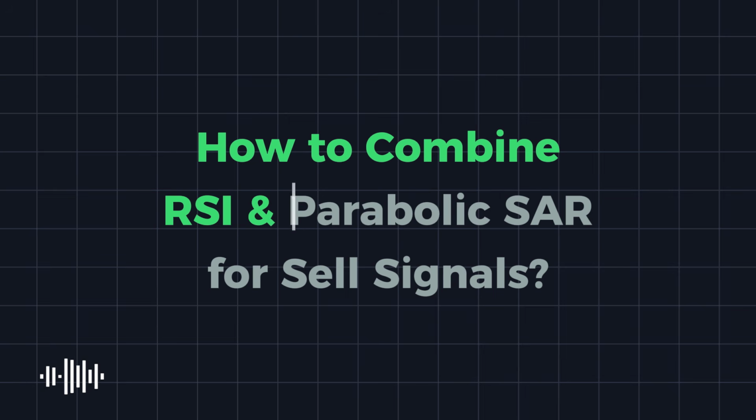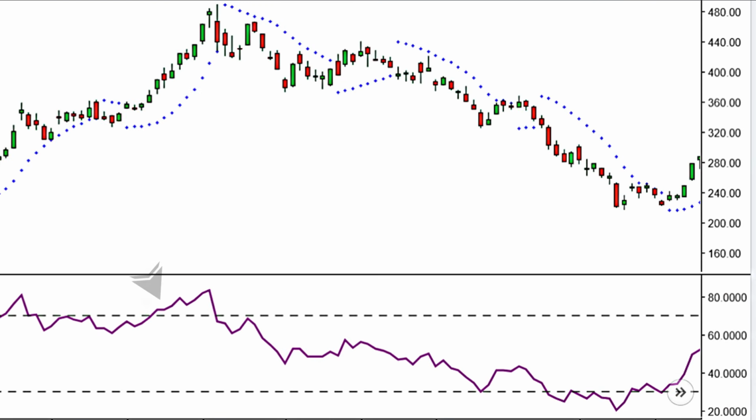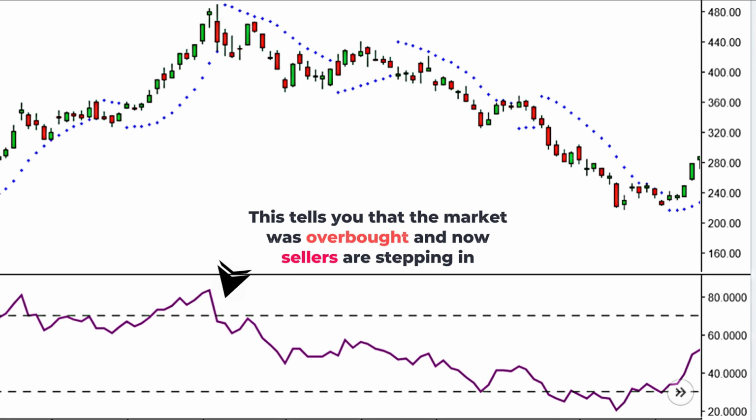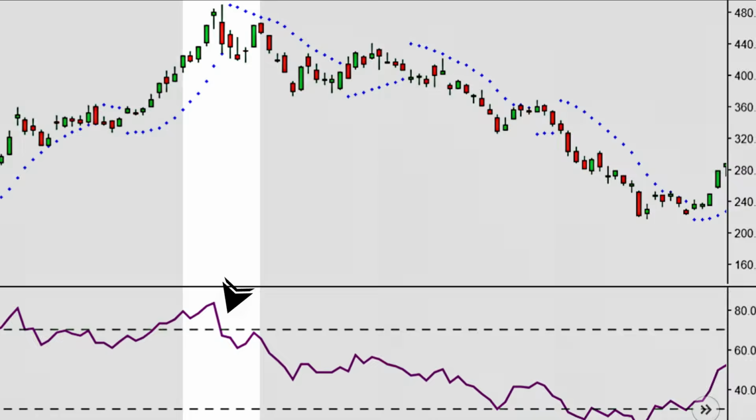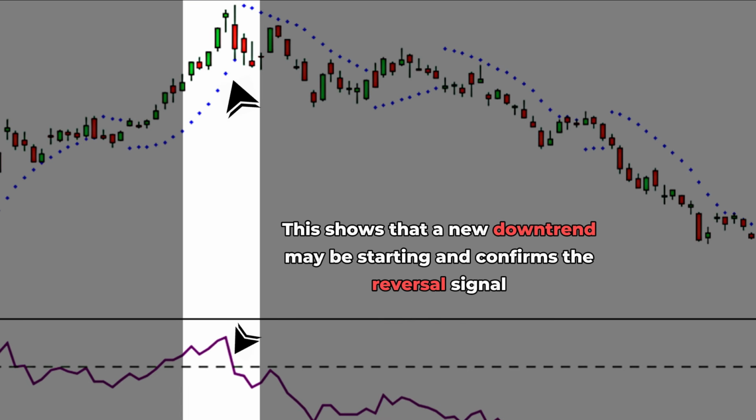How to combine RSI and Parabolic SAR for sell signals? So here's exactly when you want to look for a sell setup. RSI moves above 70 and then it starts crossing back down. This tells you that the market was overbought and now sellers are stepping in. It's the early sign of potential downward momentum. At the same time, the Parabolic SAR dots switch above the price. This shows that a new downtrend may be starting and confirms the reversal signal.